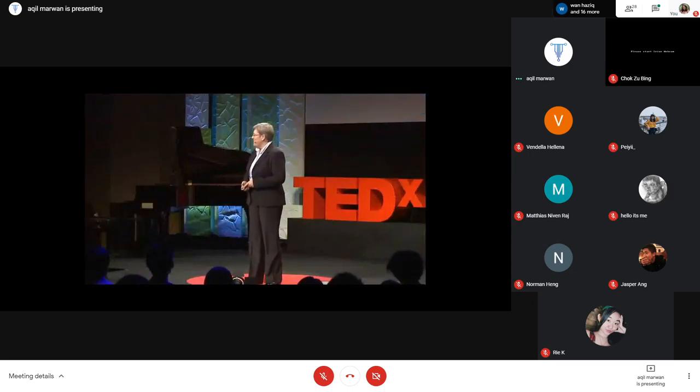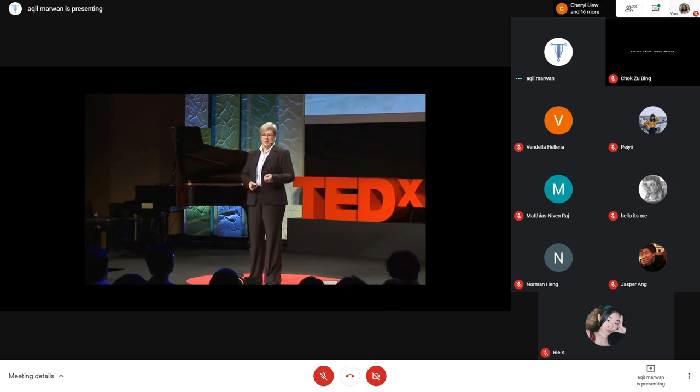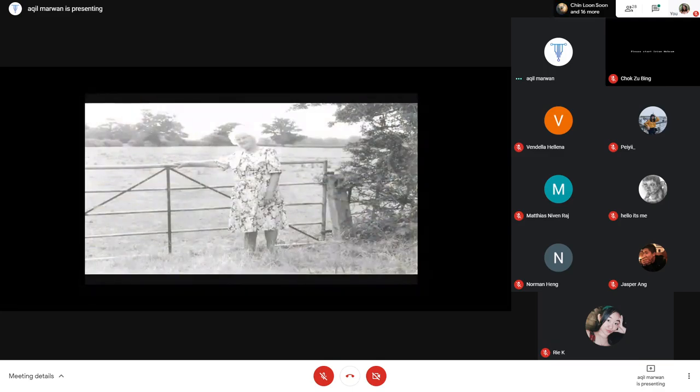Good morning, everybody. It's my great pleasure to be here today, and I'd like to talk to you about resilience. This is a picture of my grandmother, my maternal grandmother, Nancy Staples, and she's leaning on the gate at the end of our gardens and the land that we worked two generations ago.